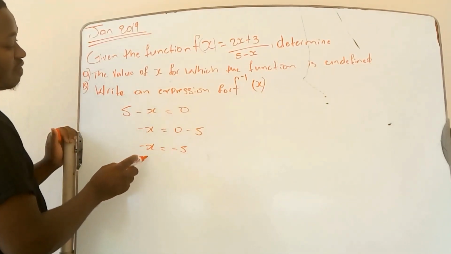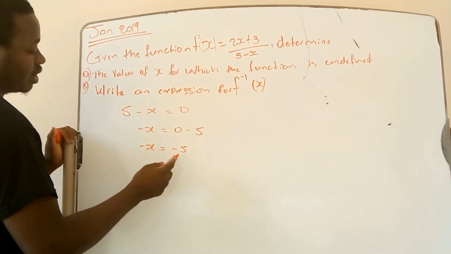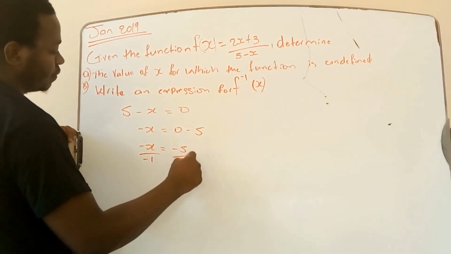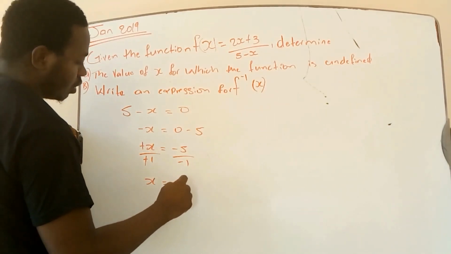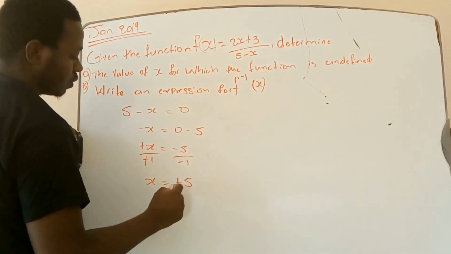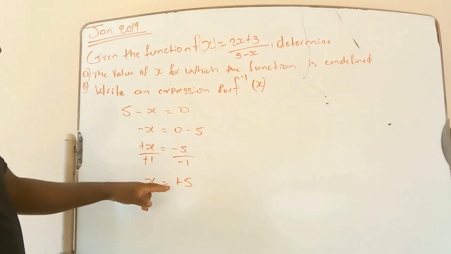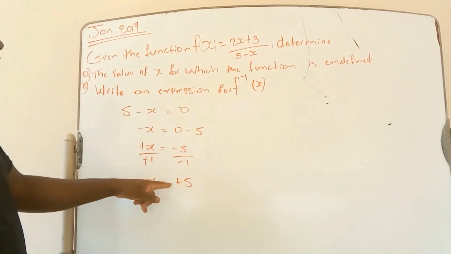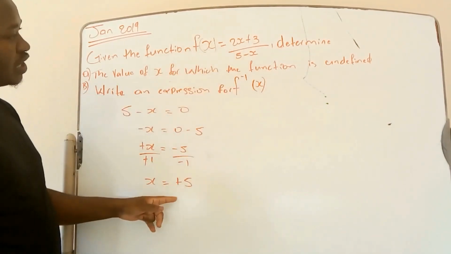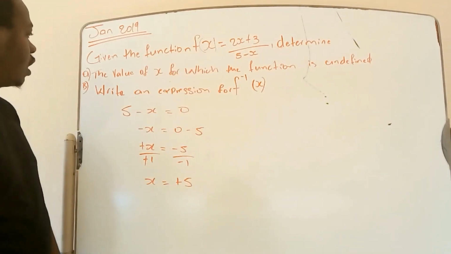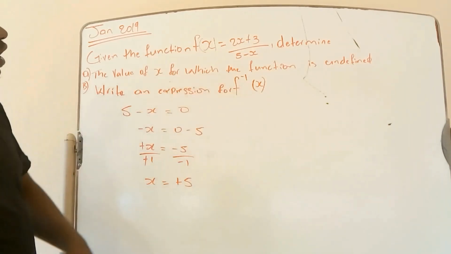Here, you can either divide both sides by negative 1 or just multiply both sides by negative 1. So divide both sides by negative 1. Negative cancels out negative, so x is actually equal to positive 5. So positive 5 is the value of x that makes this function undefined. And think about it, 5 minus positive 5, that is 0. Alright? Now, part B, write an expression for f inverse of x.